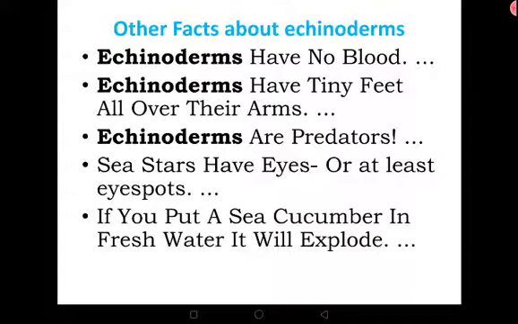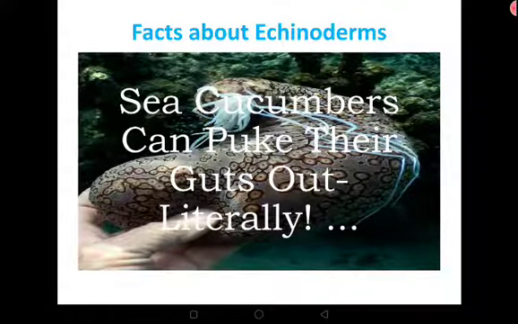Did you know that if you put a sea cucumber in fresh water, it can explode? Yes. And why is it so? Because it does not have the capacity of eliminating excess water. It doesn't have that adaptation. Because it is living in salty water, it has the capacity of only eliminating excess salts from the body. So the cells will absorb a lot of water and it will burst. The sea cucumbers can puke their guts out, literally. So they can remove their guts out of the body during some circumstances, especially during danger.